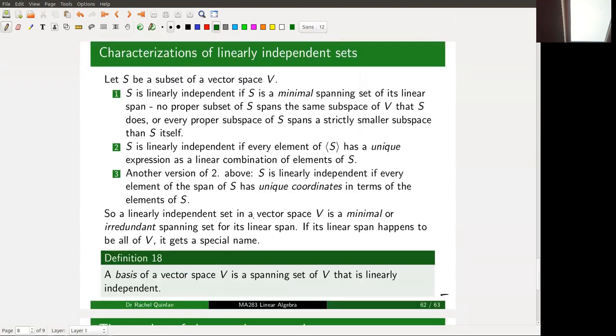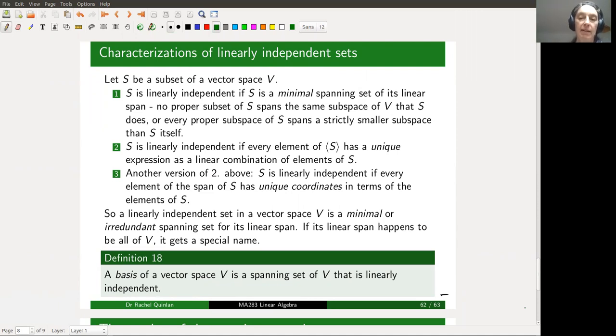Okay, so here are a few comments about linearly independent sets. And this is a topic, I think, a concept that's really worth spending a bit of time digesting and making friends with, because it turns out it's so important and it's so powerful. And it's really such a key thing in linear algebra.